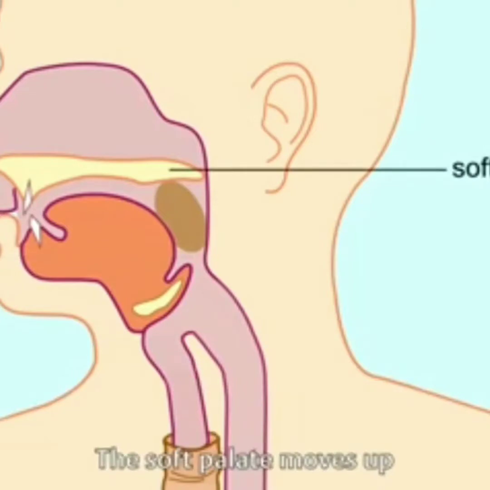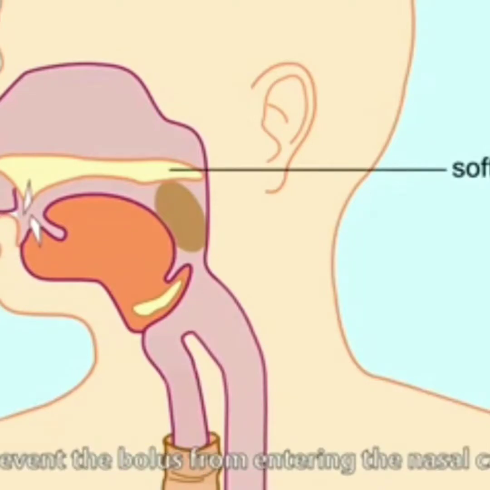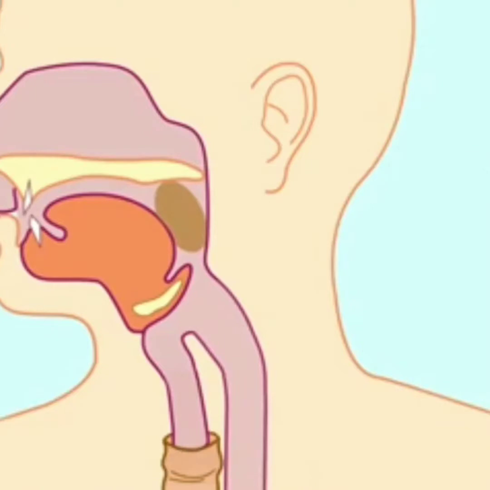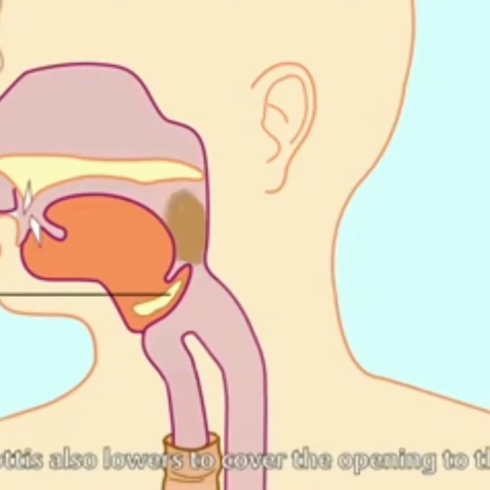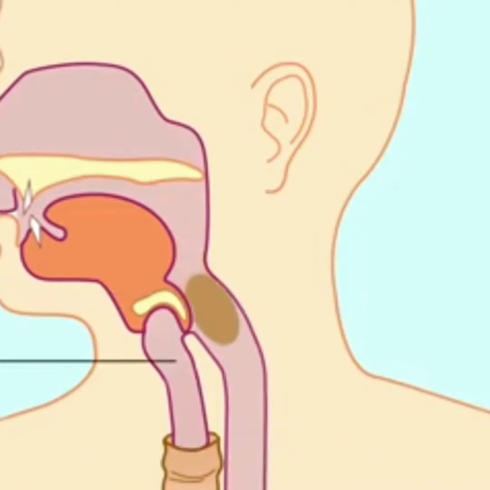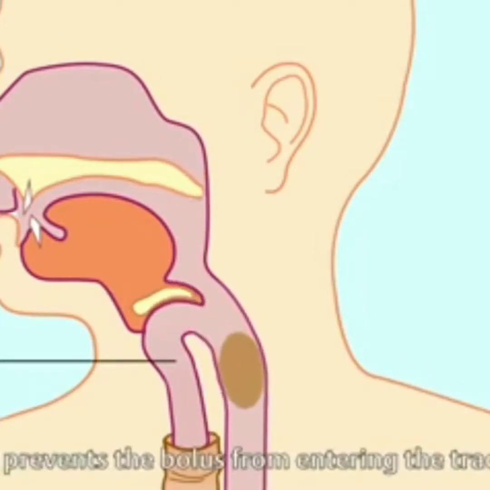The upper soft palate blocks the entry of the food into the nose, and the lower epiglottis prevents it from going into the trachea, which is the windpipe. After this, the food enters into the esophagus, which is the food pipe.